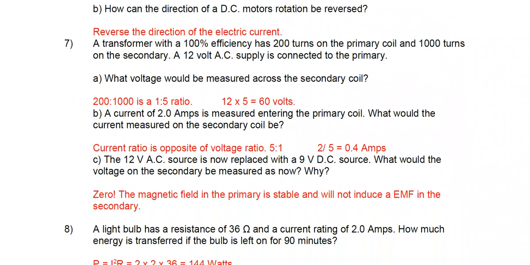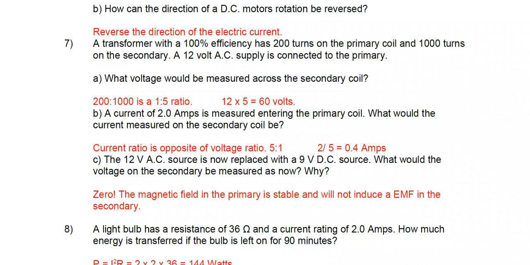7, a transformer has an efficiency of 100%. It has 200 turns on the primary and 1,000 turns on the secondary. With a 12 volts AC supply connected to the primary, what's the voltage measured across the secondary coil? Well, it's a 200 to 1000 ratio, which is a 1 to 5 ratio. So 12 times 5 is going to be 60 volts.